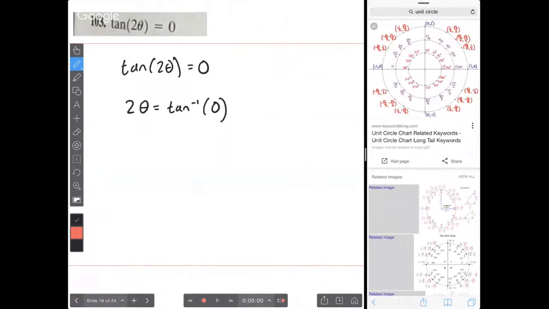And we know tangent is y over x, so I want to know when does y equal 0. Well, y equals 0 at pi over 2, and then again at 3 pi over 2. So 2 theta equals pi over 2, or 2 theta equals 3 pi over 2. So theta equals pi over 4, or theta equals 3 pi over 4.